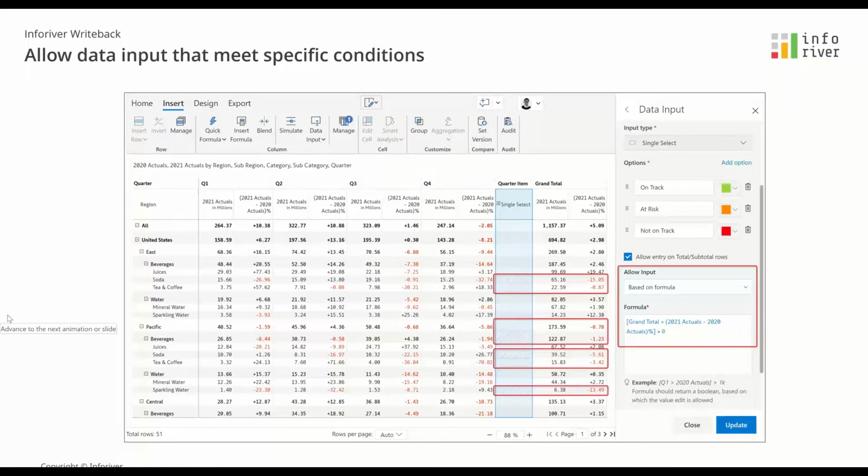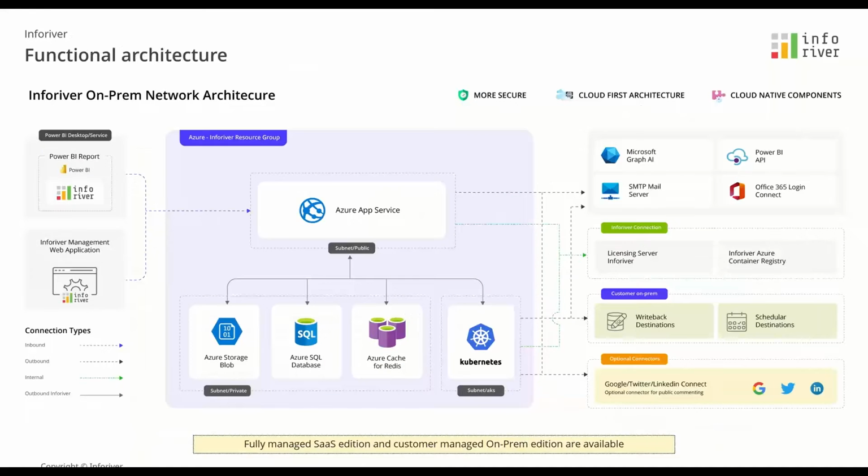The next key feature that a lot of customers really wanted is, by using conditional formatting or a set of conditions, allow input only if the variance was this or if a particular condition was met. Today we have this functionality where you can say, I want a comment only if a particular condition was met. This feature is available to all the users.